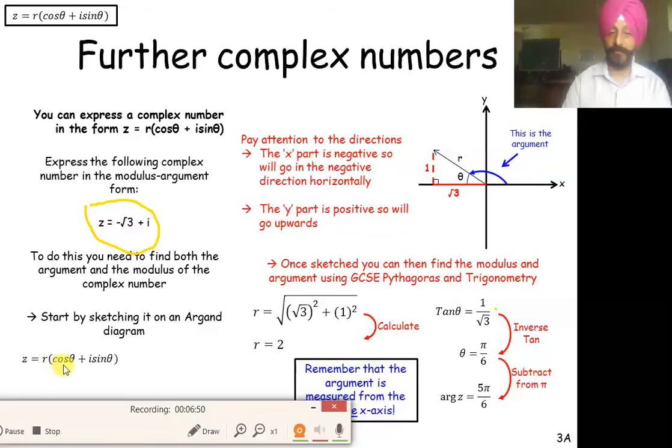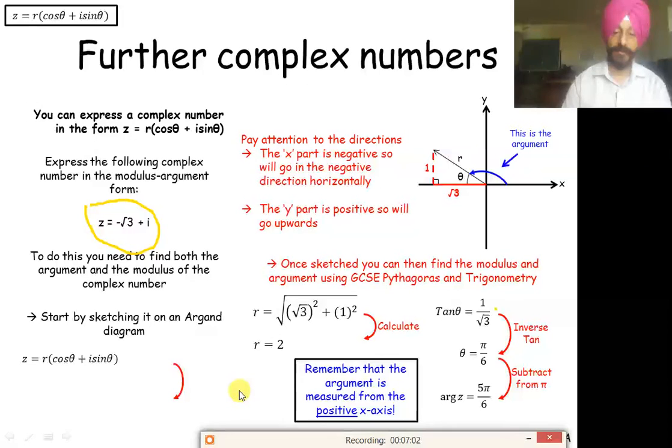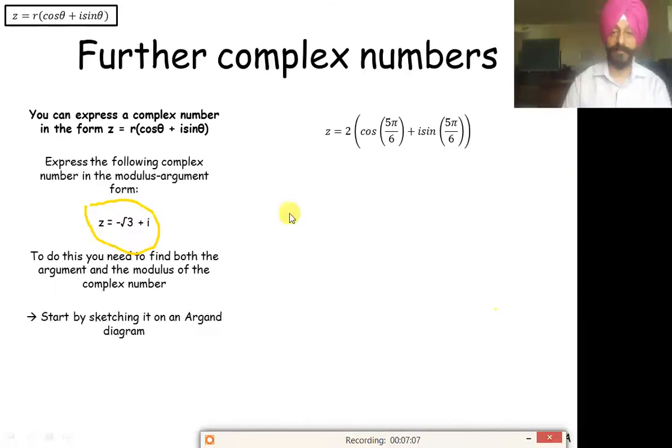z = r(cos θ + i sin θ). What is θ? θ is equal to 5π/6, and r is equal to 2. Replace θ and r, and we get z = 2(cos 5π/6 + i sin 5π/6). And remember, this is not unique.